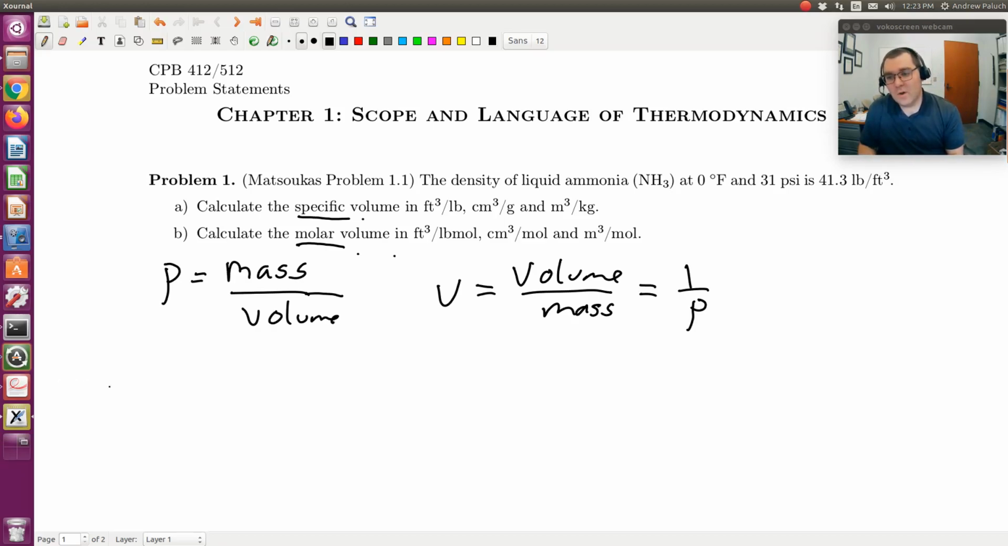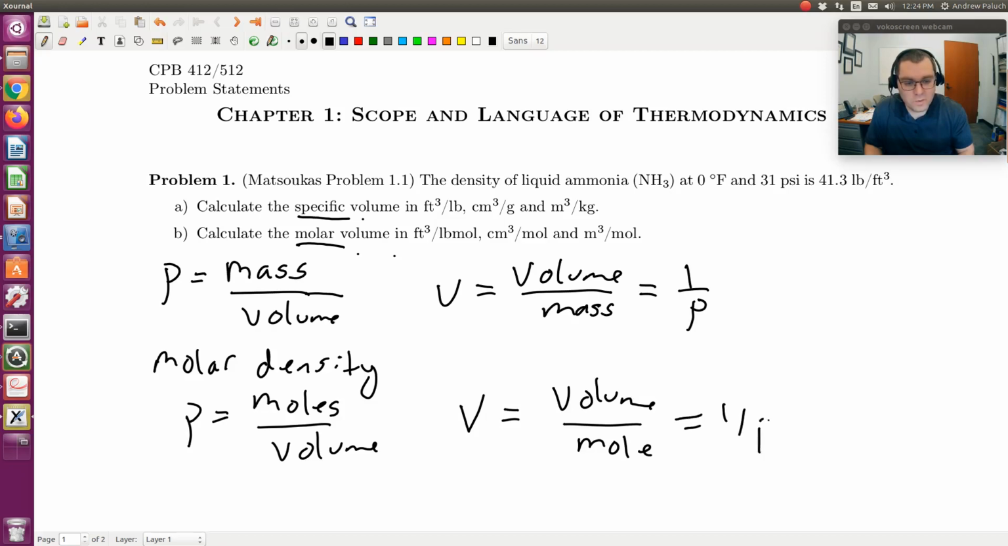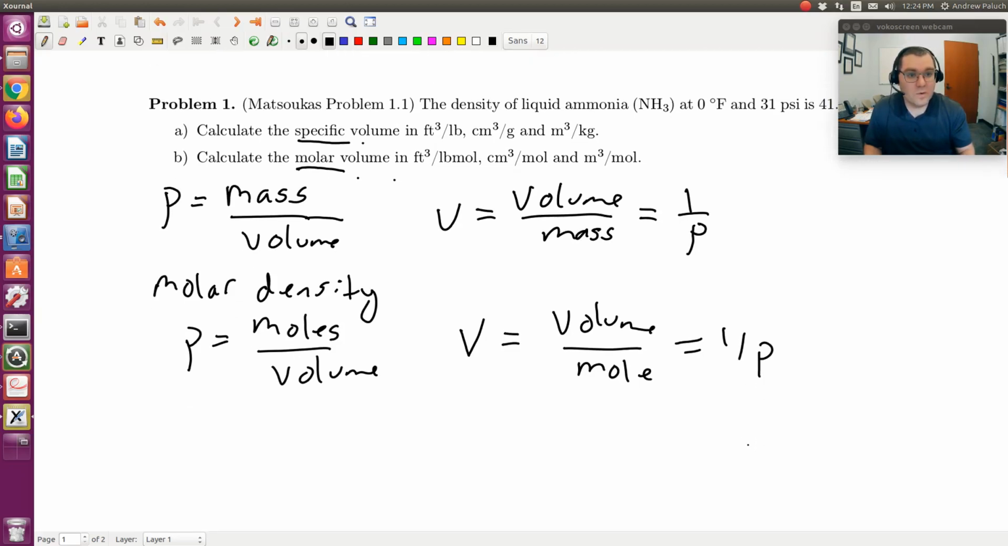Okay, so you could have a molar density. Let me just write it because it's not listed in the problem statement. If I want to compute a molar density, we just replace mass with moles. It's just moles per volume. Now the molar volume, V, instead of volume per mass, is volume per mole. And that'd be equivalent to 1 over the molar density.